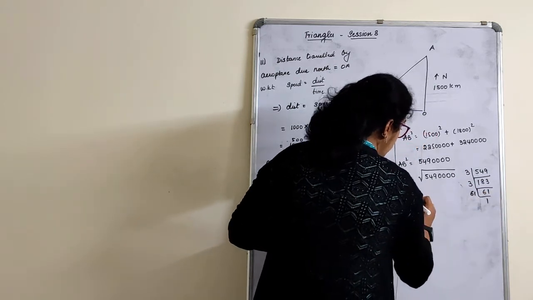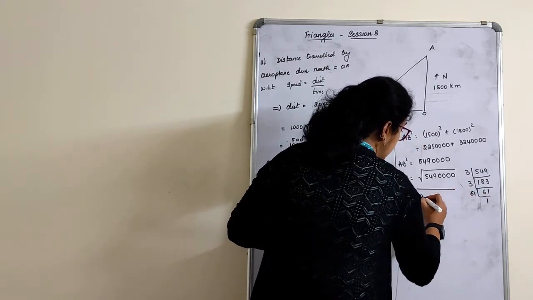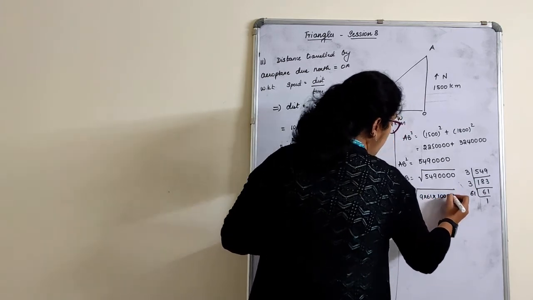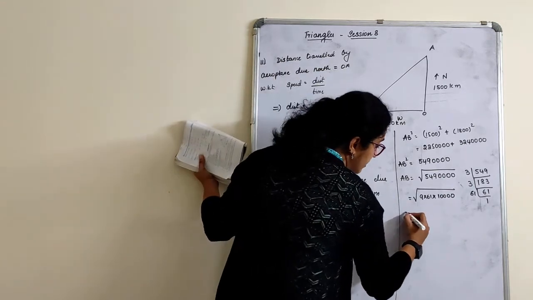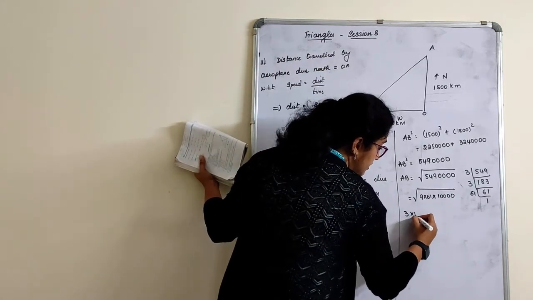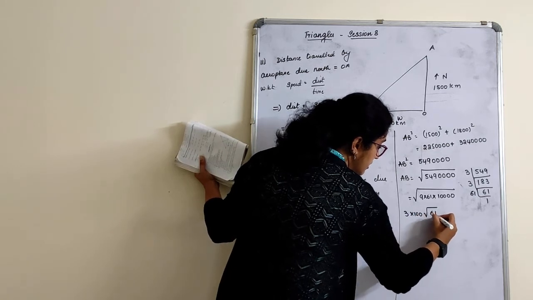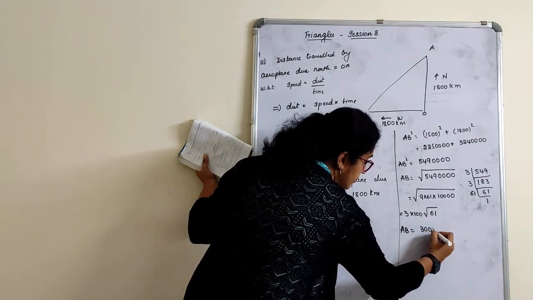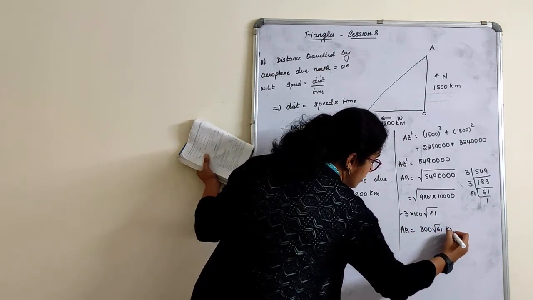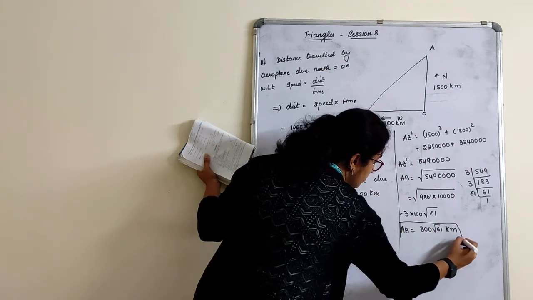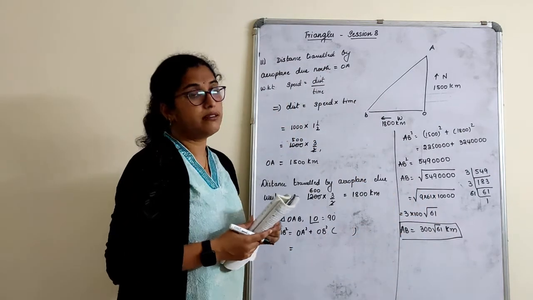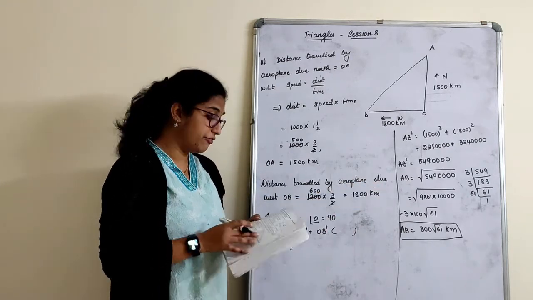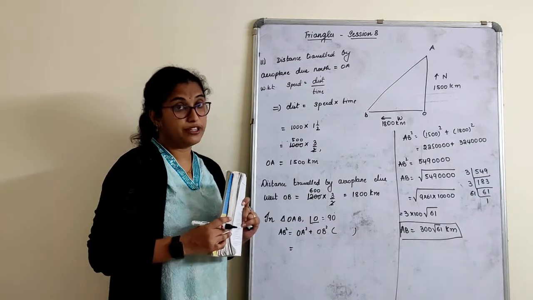61 ones are. This can be written as 9 into 61 into 1, 2, 3, 4. Right? Square root of 9 is 3. Square root of this is 100. Root 61. Therefore, AB is equal to 300 root 61 kilometer. So the answer should be 300 root 61 kilometer only. It will be in the root. You need not simplify the root. Quickly, we will finish the 12th one now.